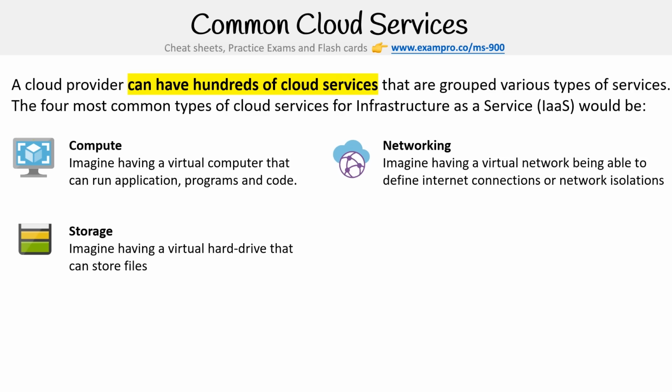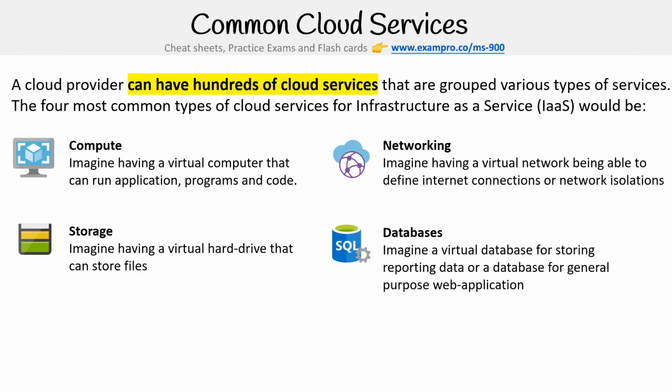Then you would have virtual networking, because you have these computers and storage, so you need to put them in some kind of virtual network to define internet connections or network isolations. And then you have databases. Just imagine a database that is running in the cloud, or if you're not familiar with databases, just imagine it's Excel in the cloud, but it powers your web apps.